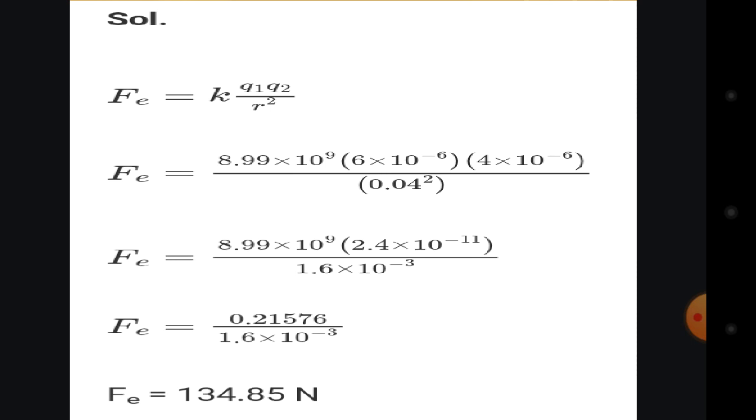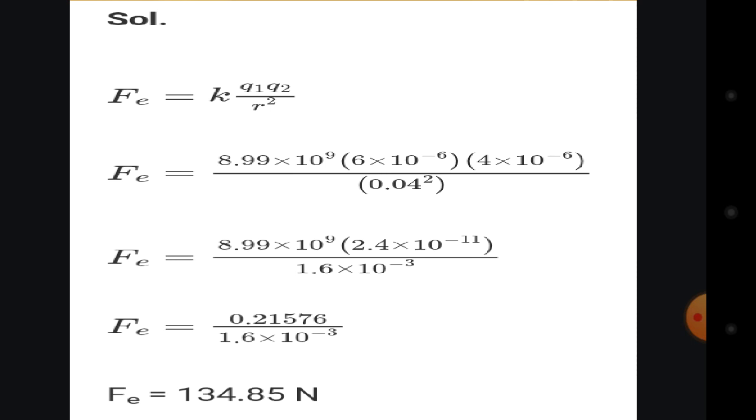Then we will just divide it with the radius, but the radius that we have in square, that is the 1.6 times 10 to the power of minus 3. Then if we just press our calculator and press 0.21576 divided by 1.6 times 10 to the power of minus 3, then we'll be having a value of 134.85 N. And this N, if you can remember, electric force is measured in Newton. That is where this N comes from.